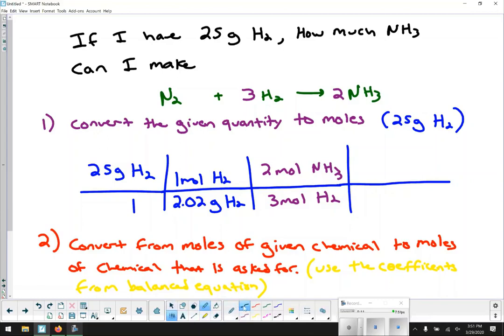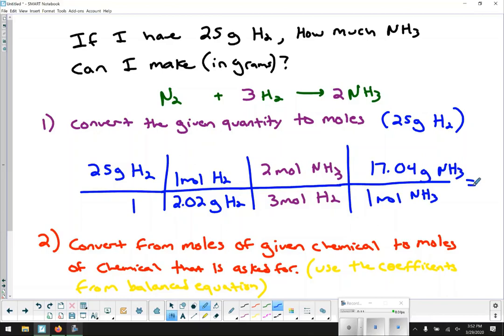And since it gave me grams, I'll just ask it for in grams. We will convert from moles of ammonia to grams of ammonia. So the conversion factor here is just the molar mass of ammonia. So 1 mole of ammonia is 17.04 grams. And that's it. That's all our conversion factor.